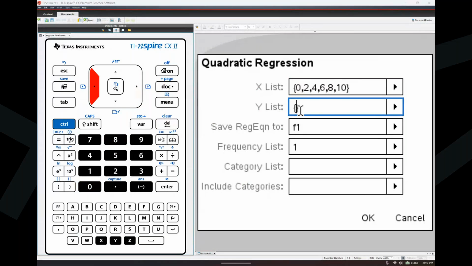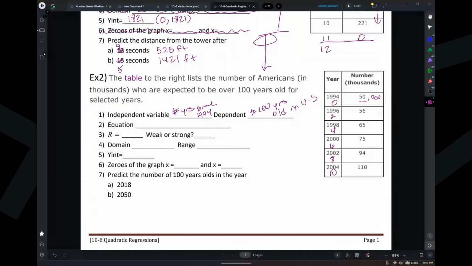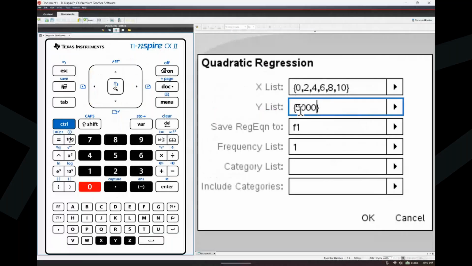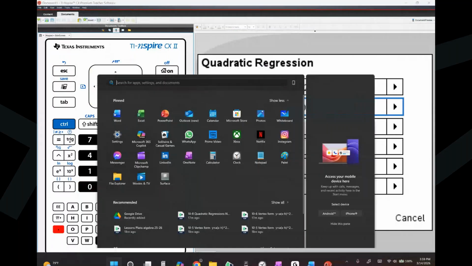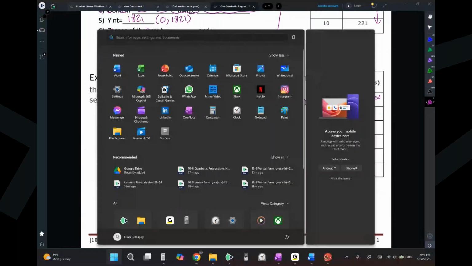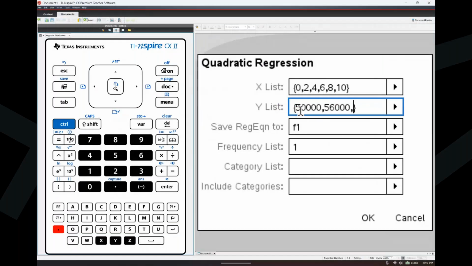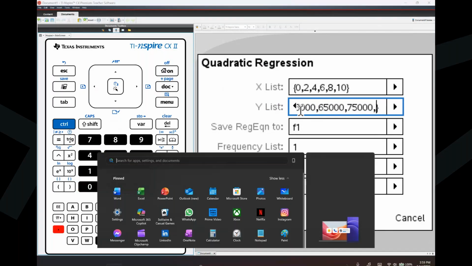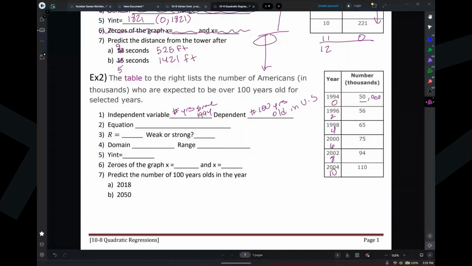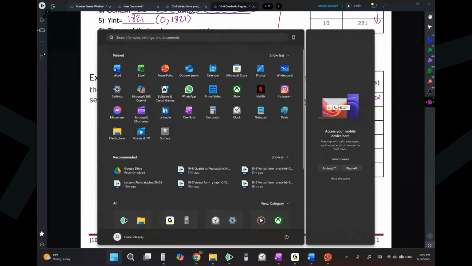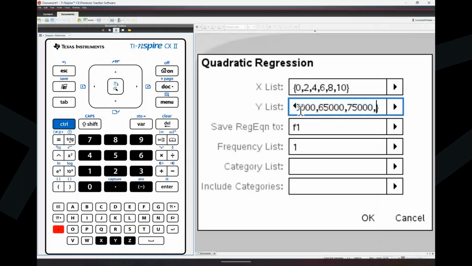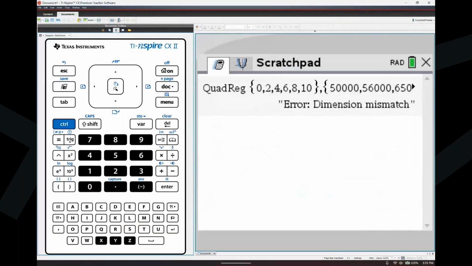All right, and remember these are thousands. So 50,000, 56,000, and then what was my next one? 65 and 75. And our last one was 110,000, right? All right, press OK. Good Lord, did it again.